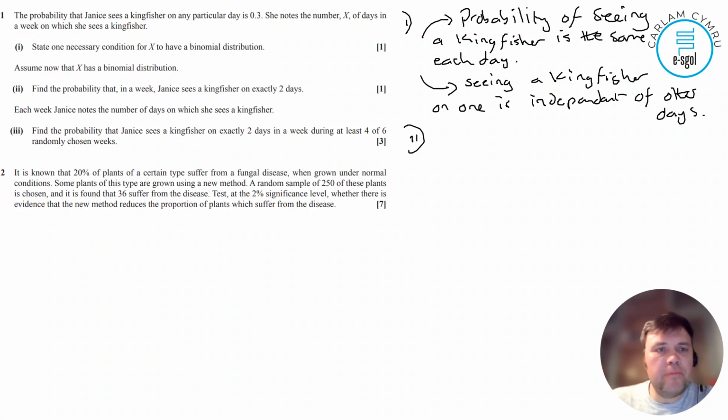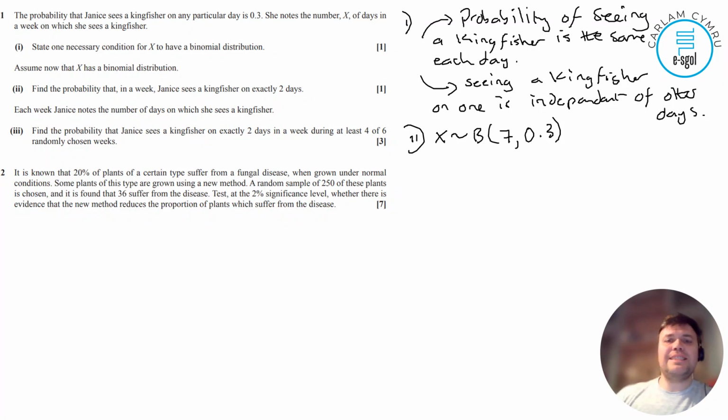Part 2, assume now that x is a binomial distribution. So again, I would like x belongs to a binomial distribution, and it says she notes the number of days in a week. So it's going to be 7 days in a week, and the probability of success is going to be 0.3. And she wants to find the probability in a week Janice sees kingfisher on exactly 2 days. And again, you can either use the formula, or I'm just going to use the tables.